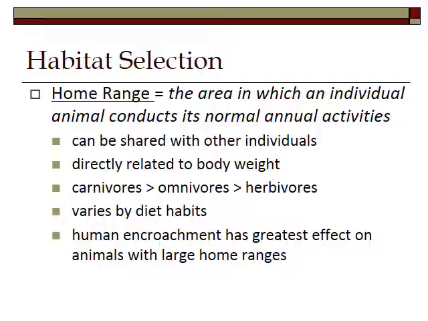There are models that have been developed on what is a predicted home range based on an animal's foraging habits. It does vary by diet habits. Whether an animal is a generalist or a specialist will determine how big their home range has to be. And then finally, don't forget that human encroachment can have a really big effect on the home range of an animal.